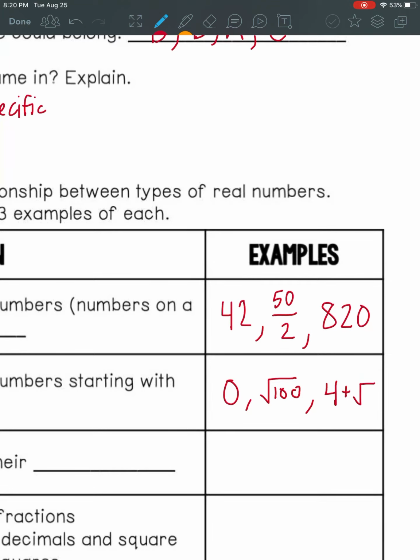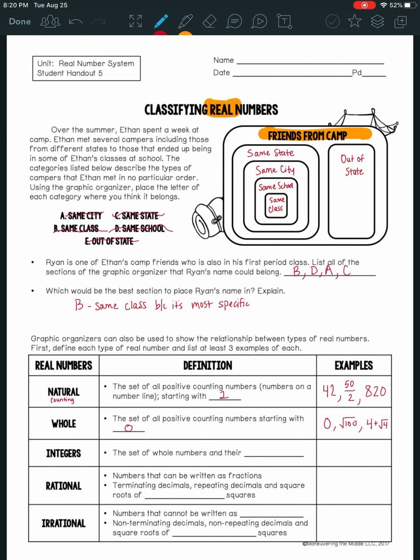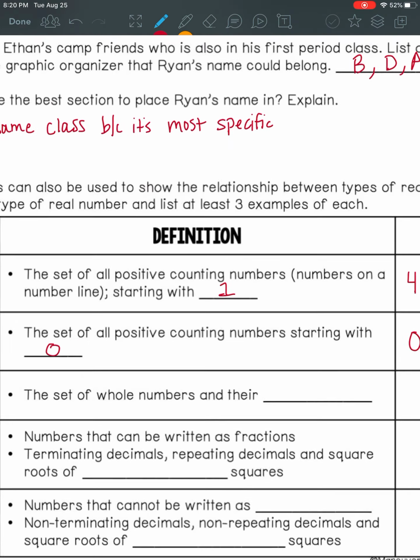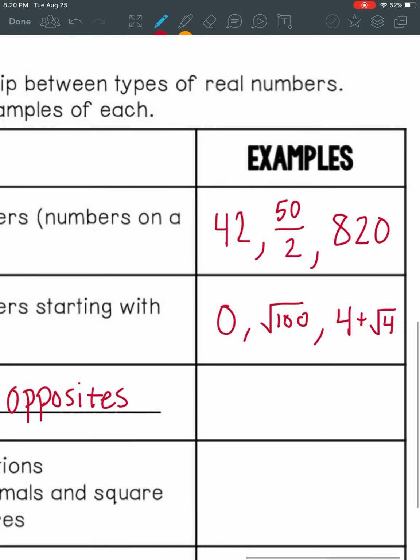Okay, maybe something like 4 plus the square root of 4. So the square root of 4 is 2. So 4 plus 2 is 6. That's a whole number. Okay, we cannot have decimals in these unless it represents a whole number. Okay, integers are the set of whole numbers and their opposites. So that means it includes the negatives.